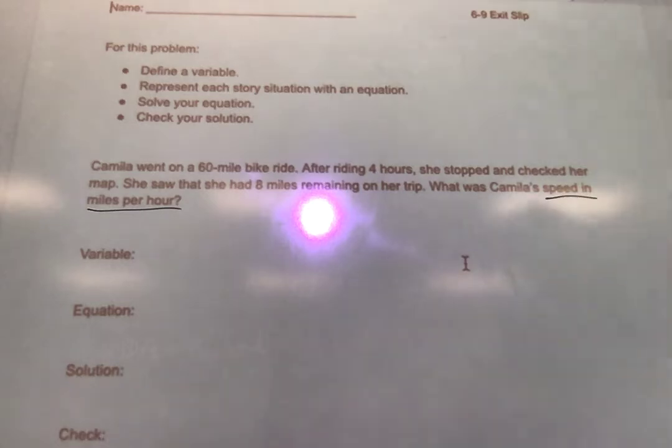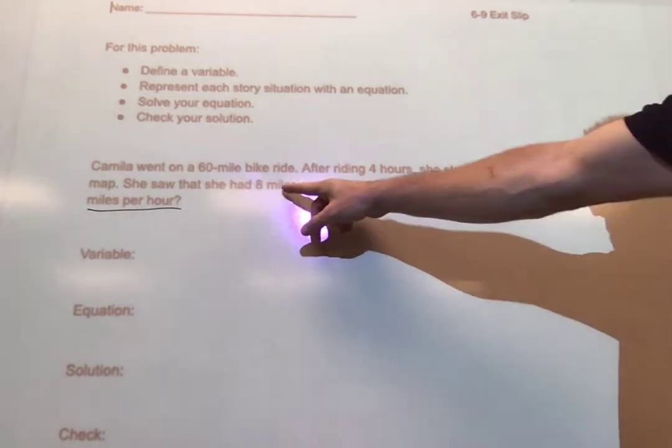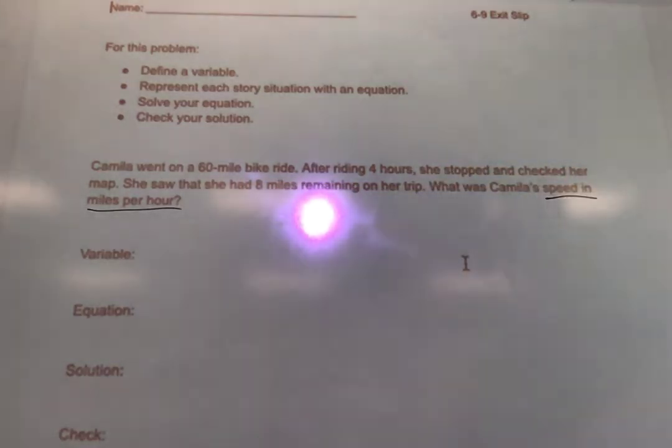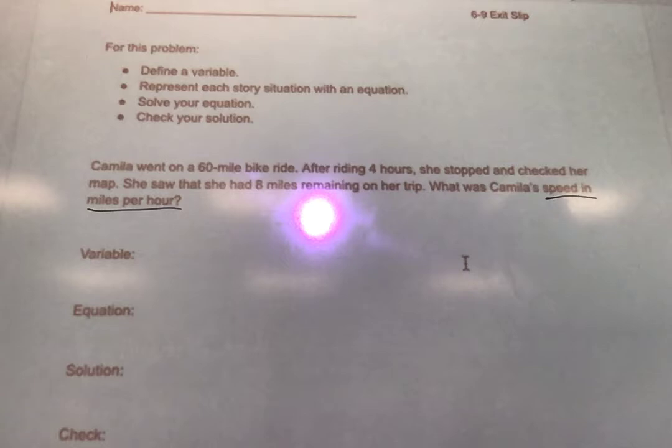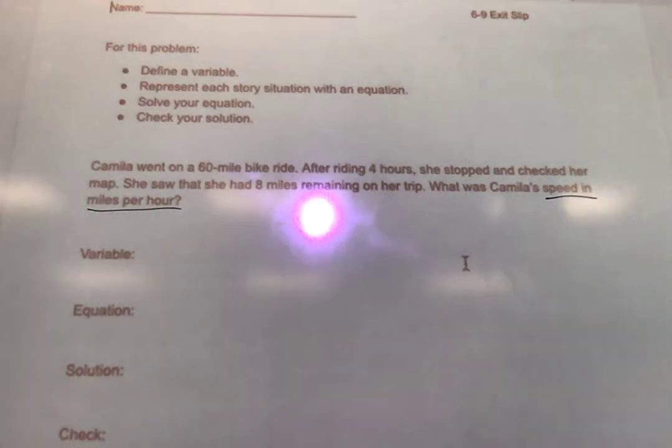So we can solve this problem in some different ways. A lot of you probably reading this thought, if it's a 60-mile trip and she only had 8 miles left, that means she's already ridden 52, because 60 minus 8 is 52. So we know she's gone 52 miles. That thinking is like you're already solving it. You're undoing the things to solve them here.